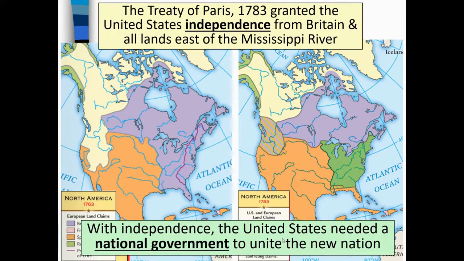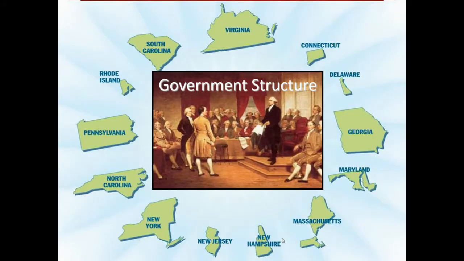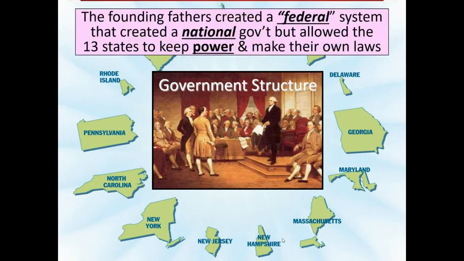With independence, the United States needed a national government to unite the new nation. Government structure. The Founding Fathers created a federal system that created a national government but allowed the 13 states to keep power and make their own laws.